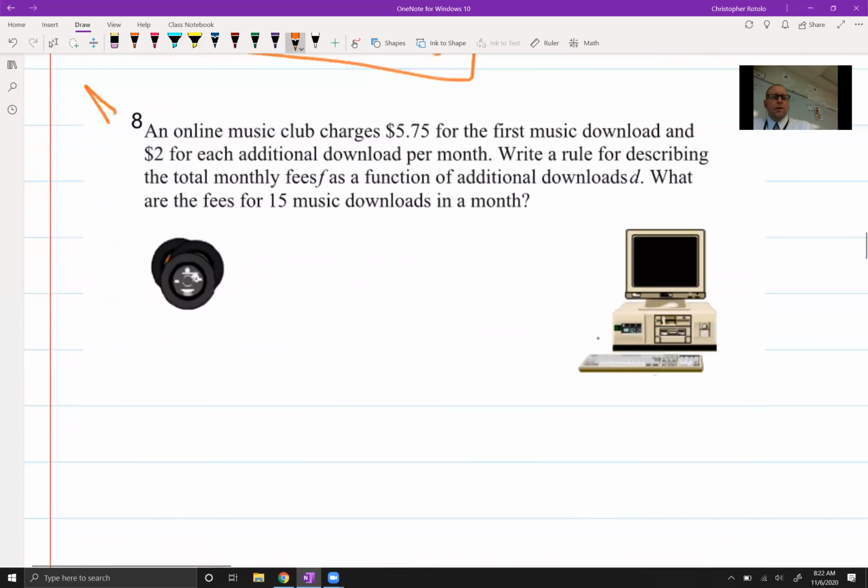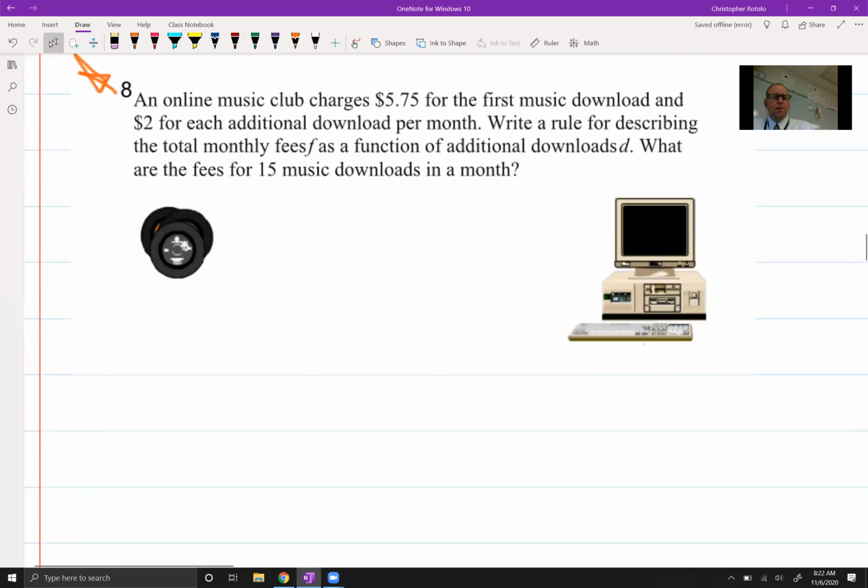All right. So number 8, I'm going to start next to this one. It has some vocabulary and some deeper thought going into it. I haven't seen this yet in Keystone, but it is prepping you for SAT type of idea. So let's take a look at it.